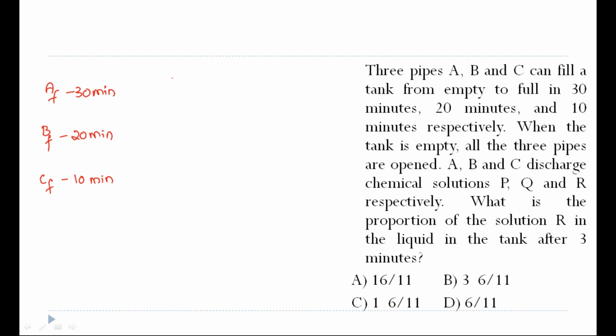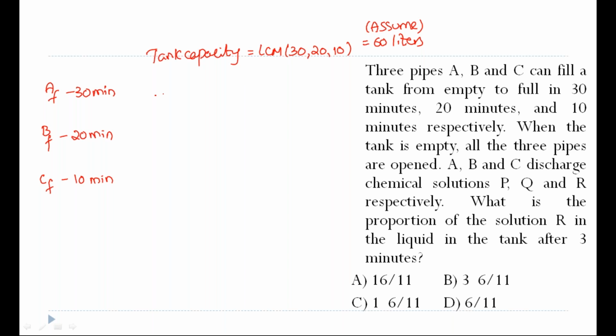Okay, now listen, what is the tank capacity, guys? Tank capacity is equal to the LCM, which is nothing but 60 liters. We are assuming some value for better understanding and better calculations. We can consider any value as the tank capacity. We are assuming 60 liters.